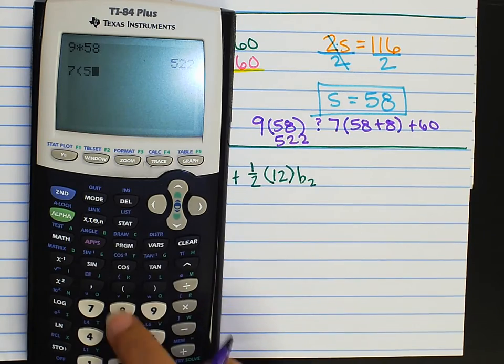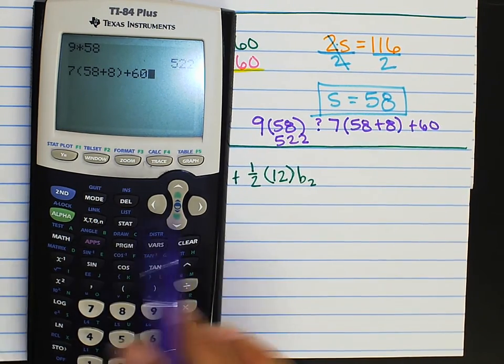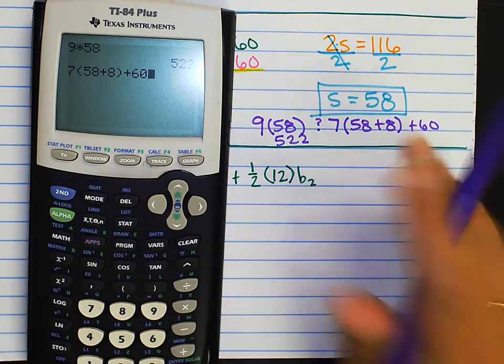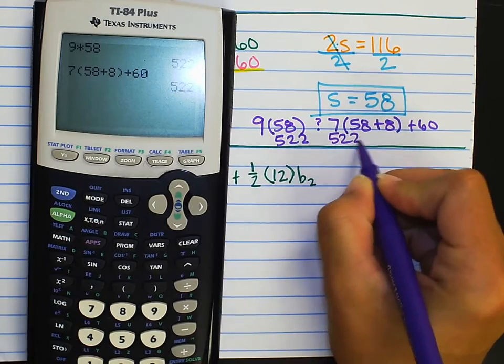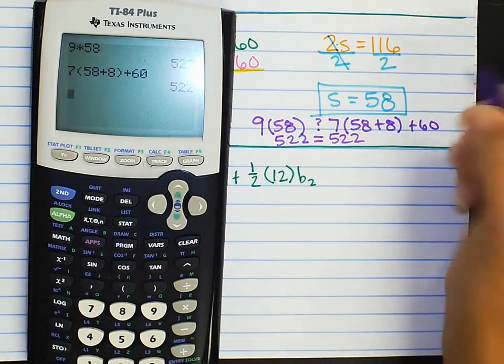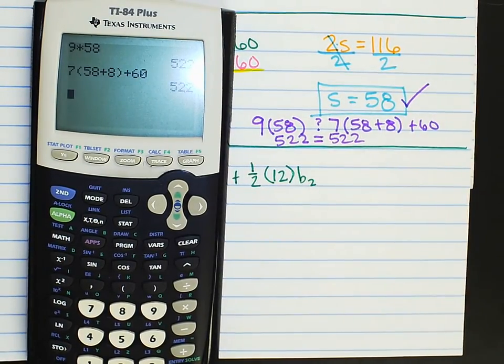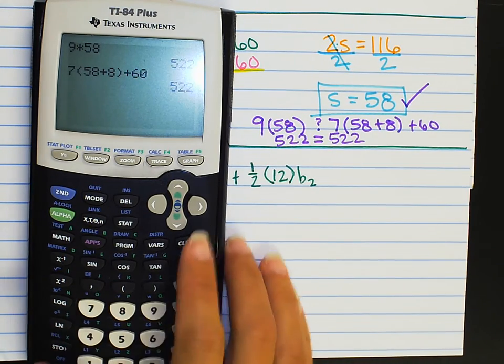7 times the quantity 58 plus 8, plus 60, and I typed it in just the way they gave it to me with the 58 plugged in for s, is 522. Because 522 is equal to 522, 58 is the correct answer. Okay? Let's go on to the next one.